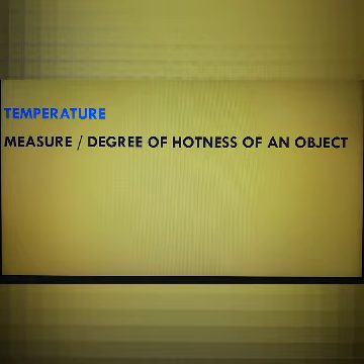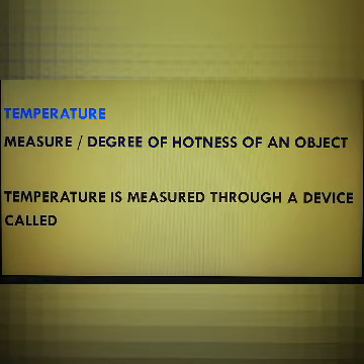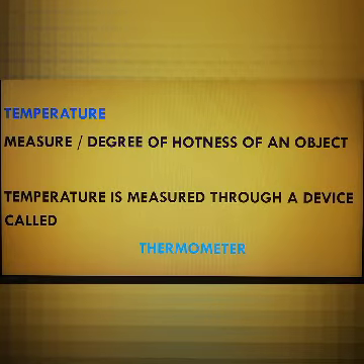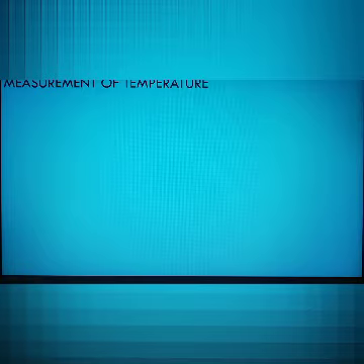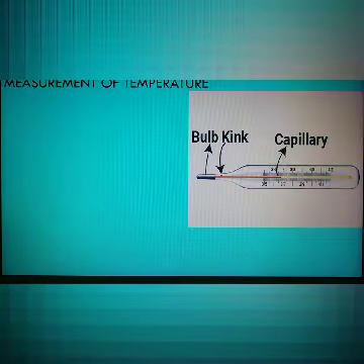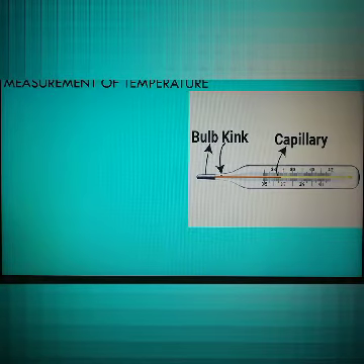With the help of temperature we can know how hot an object is. Temperature is the measure, or the degree, of hotness of an object. Temperature is measured through a device called a thermometer. Thermo means heat and meter means something which measures. Thermometers are of different types. One type is the clinical thermometer, which we usually use when we have a fever, to measure the temperature of our body.